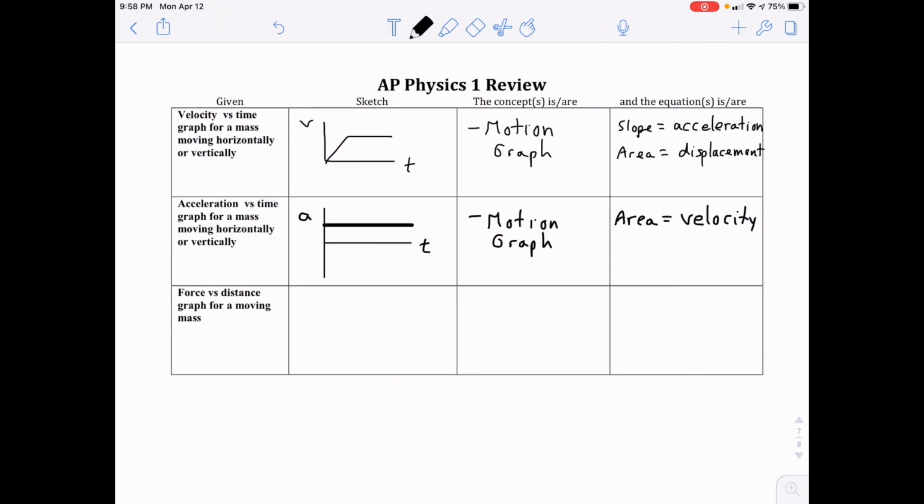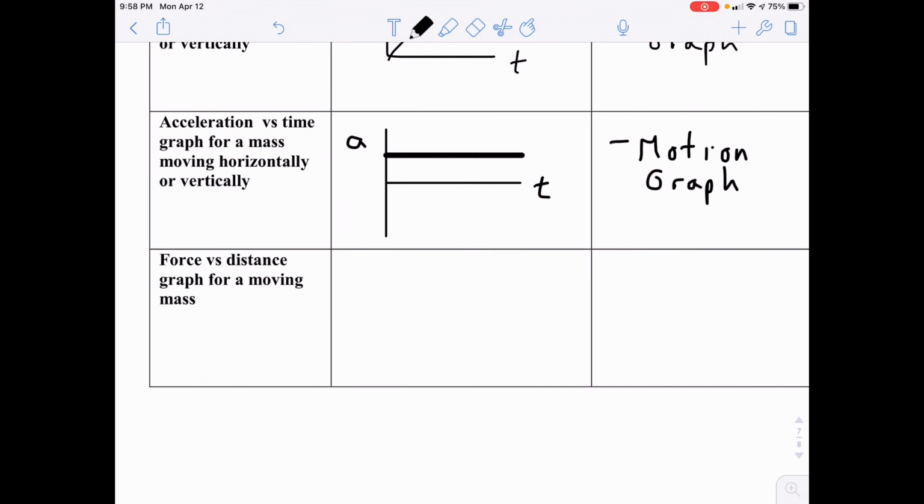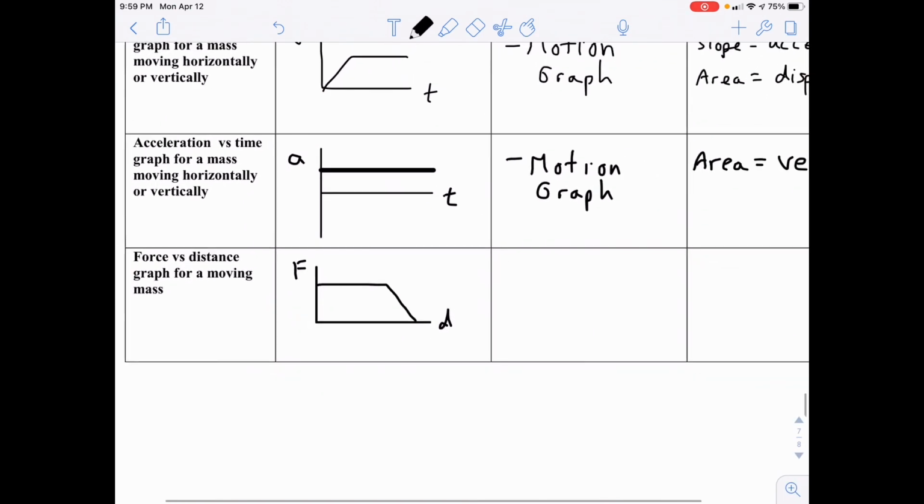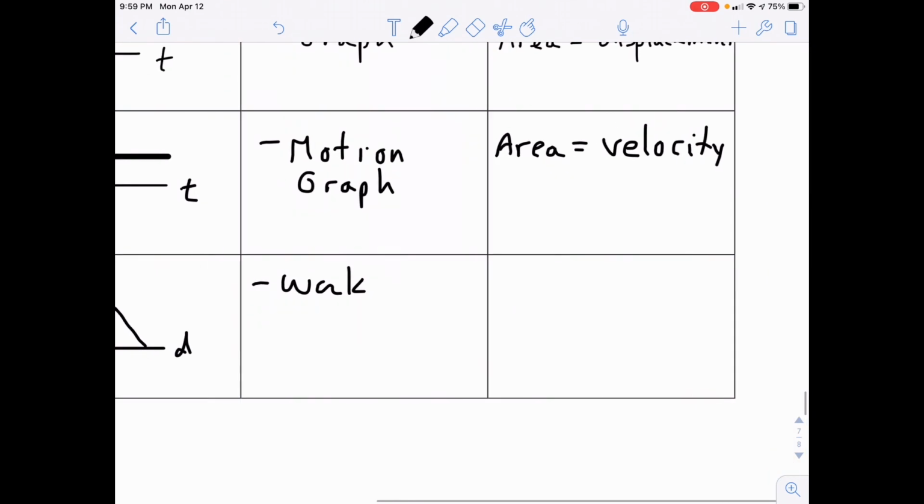Now, for this last scenario, what if you're given a force versus distance graph for a moving mass? Just some random force distance graph, kind of like that. Well, if we're dealing with a force distance graph specifically, that is a work concept. And work can be found by finding the area under a force distance graph.